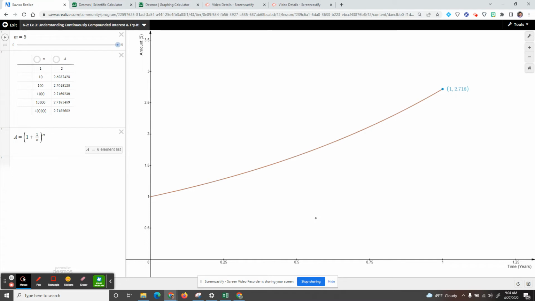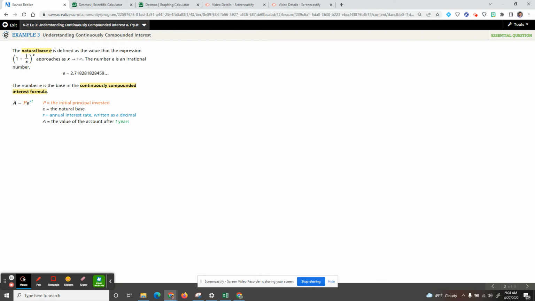Okay, so now let's look at some definitions in order to kind of understand what's happening here. So the natural base E is defined as the value that the expression approaches as x approaches infinity. So as the number of times you compound approaches infinity, we end up with this value of E that is an irrational number. Okay, so that's essentially what the base is going to be. So what we can do is use that base in the formula. So it's a separate formula for if we're going to compound continuously.